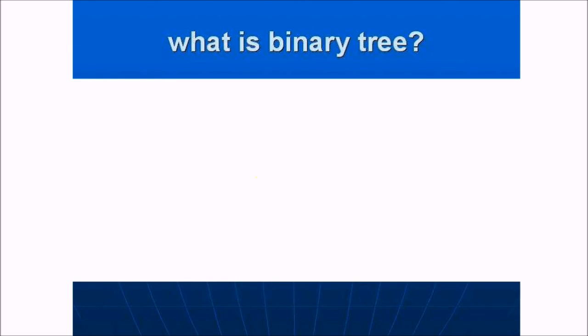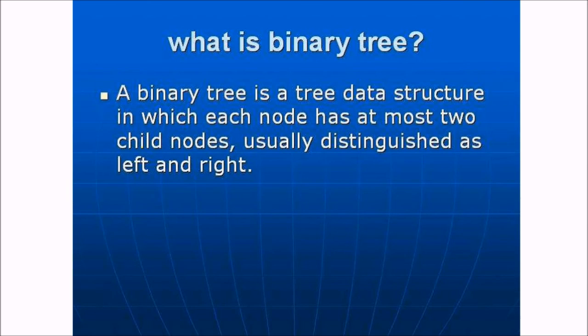What is a binary tree? A binary tree is a tree data structure in which each node has at most 2 child nodes. So a node can have 0 child nodes, one child node, or at most 2 child nodes. These are generally referred to as the left child node or right child node, or left subtree or right subtree, because the left and right can also be a binary tree.